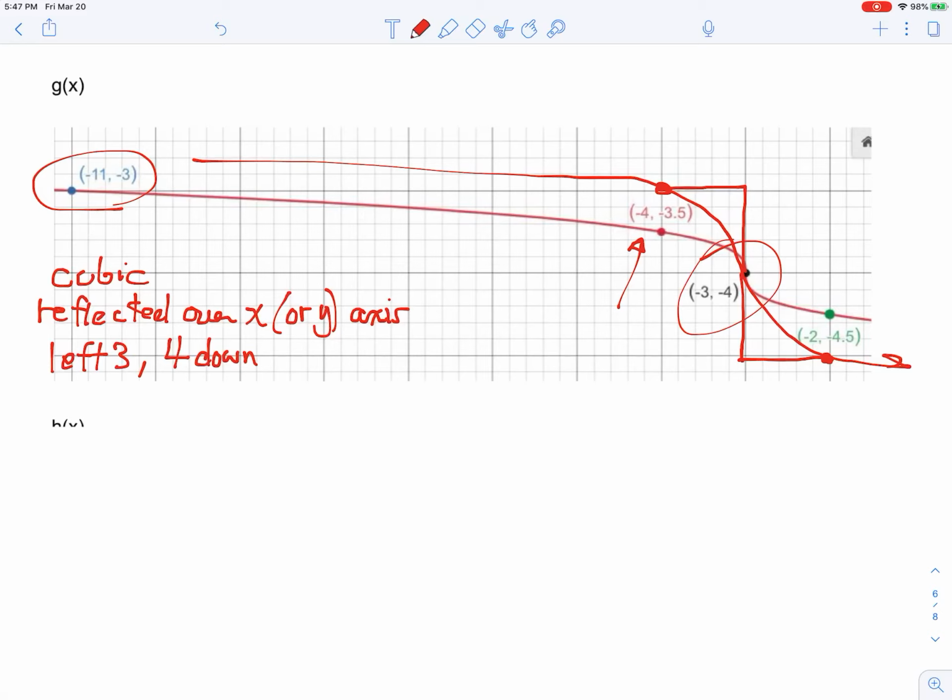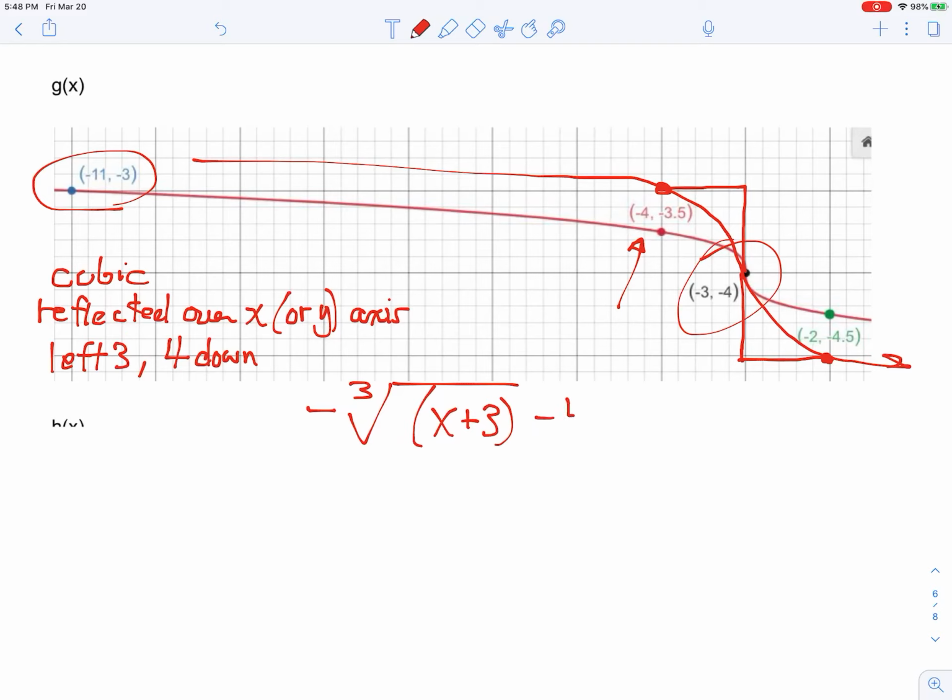If you're stumped, you can always try this approach. I know first that the function is reflected over the x-axis, so there's a negative. It's going to be a cube root, and I know it's going to be an x plus 3 inside that cube root symbol.